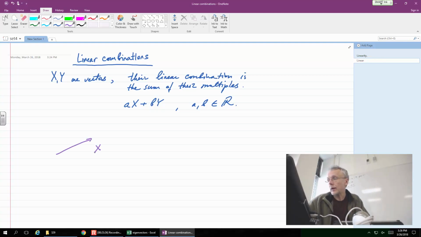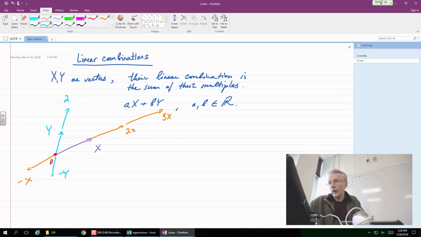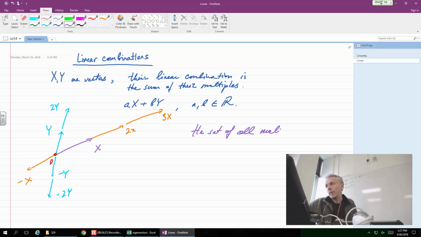If I have vector x here and vector y there, the multiples say this will be 2x, and then I have 3x, on and on. Negative x here, and this is, by the way, 0, the origin. This is negative y. This is 2y. So I'm writing the multiples of these two vectors, negative 2y. Suppose we only worry about one vector. If we take all of its multiples, they form what? A line. The set of all multiples of a nonzero vector is a line. You keep multiplying, and you have a line.